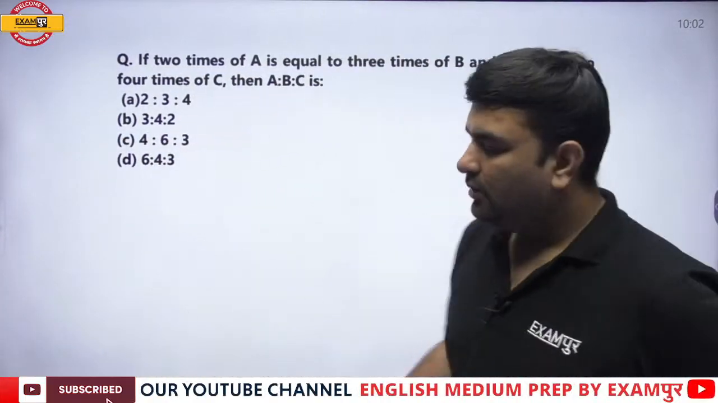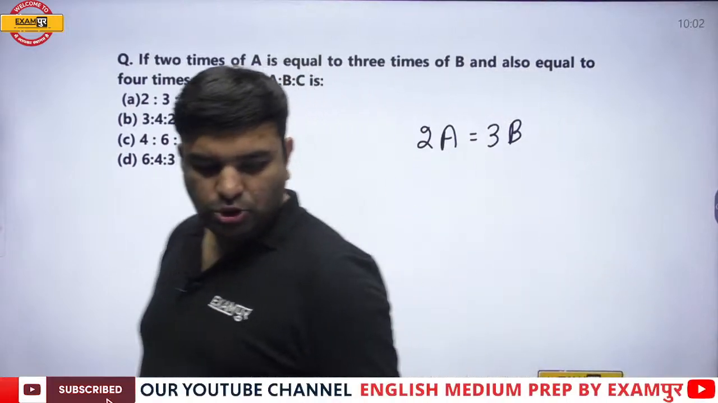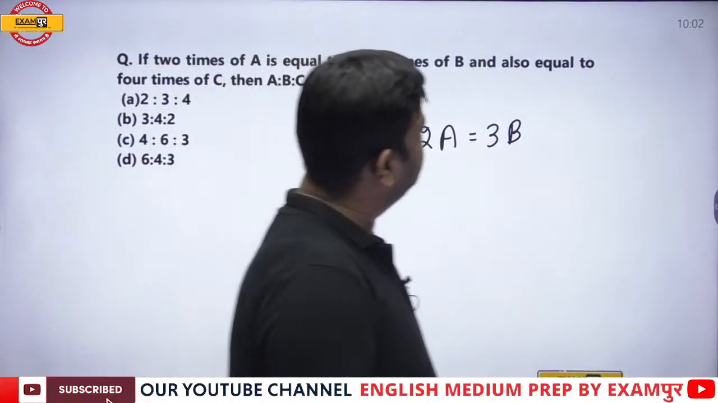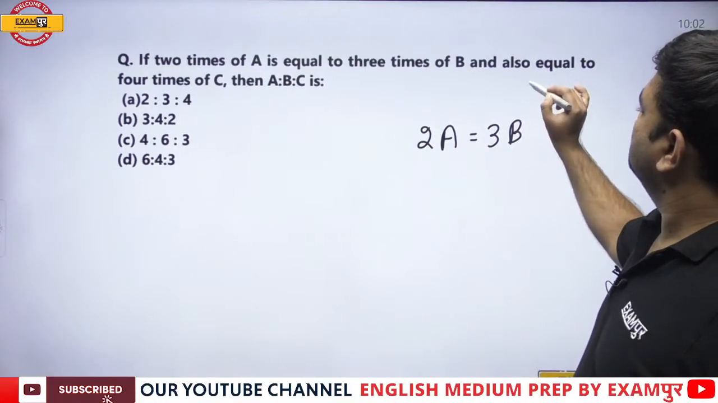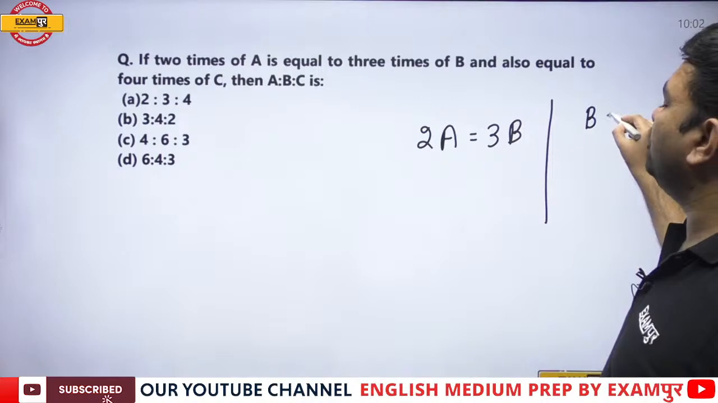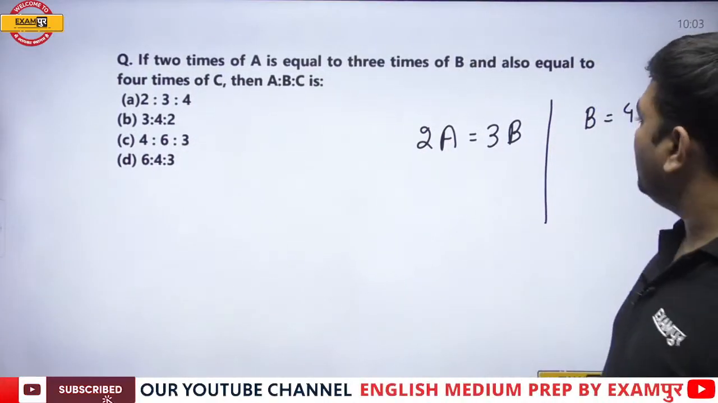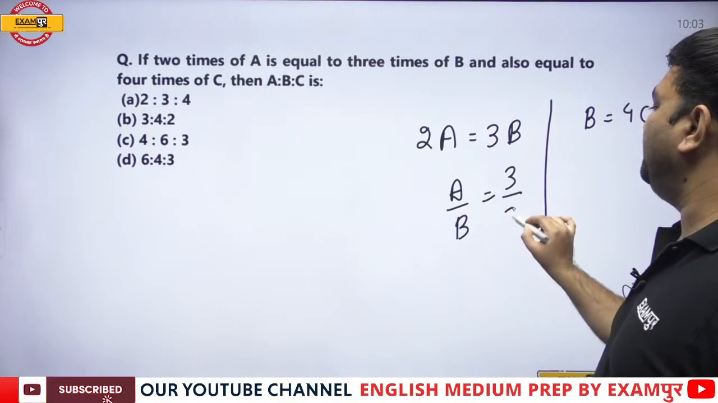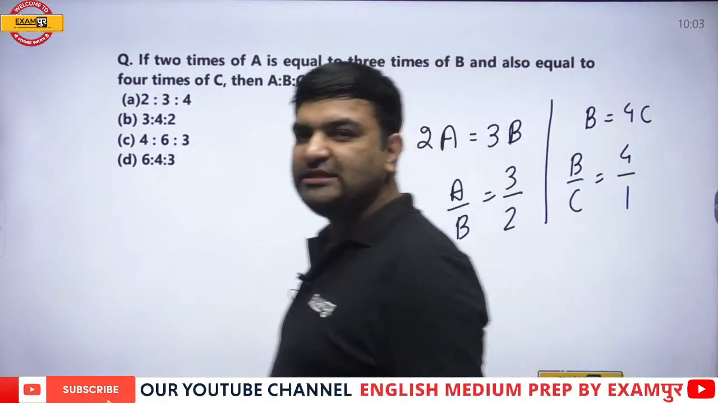2 times A is equal to 3 times B. And B is also equal to 4 times C. So the A by B ratio comes to 3 by 2, and the B by C ratio comes to 4 by 1.